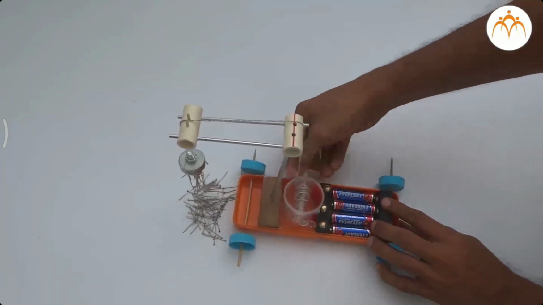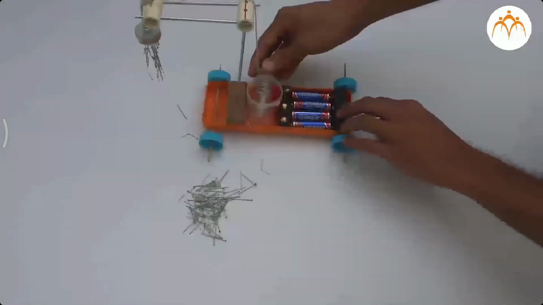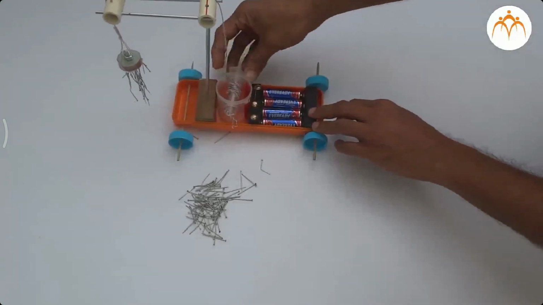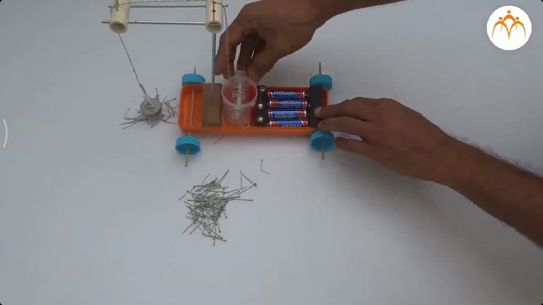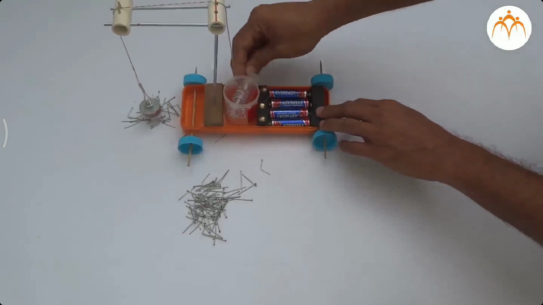The electromagnet is used to lift pins. Try building a similar crane based on an electromagnet. You can increase the number of turns and make a stronger electromagnet.